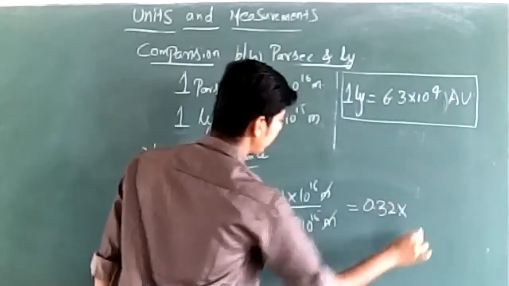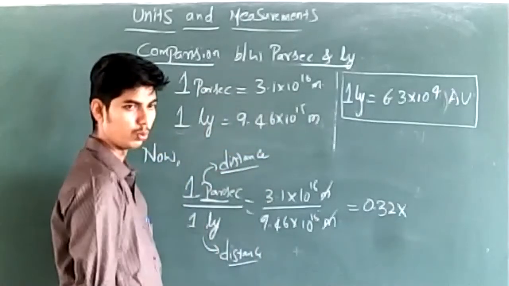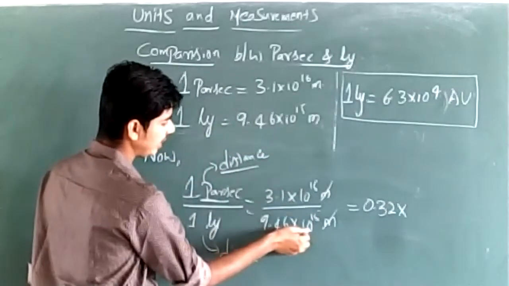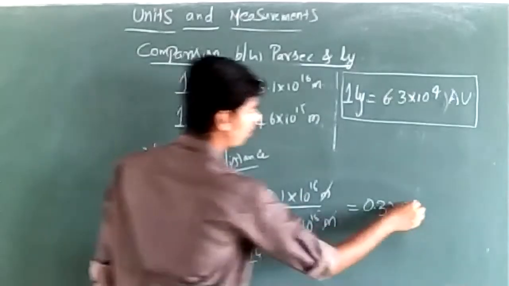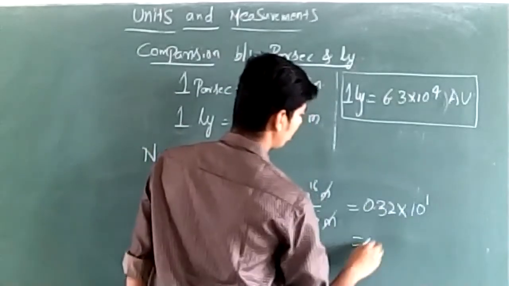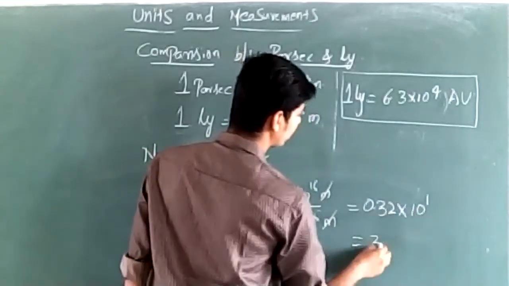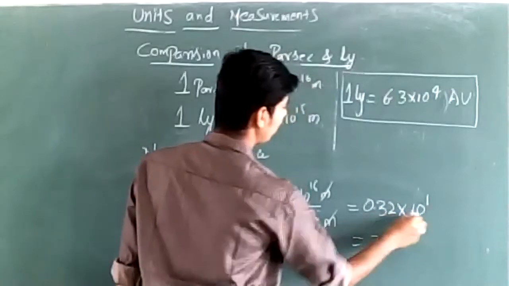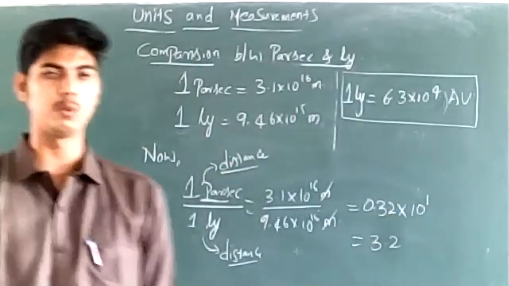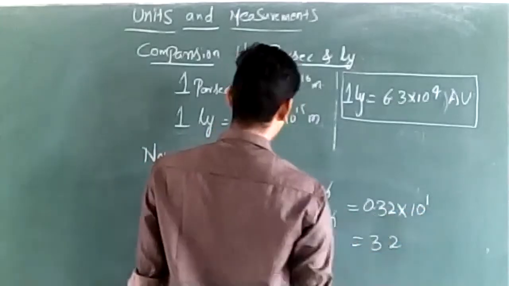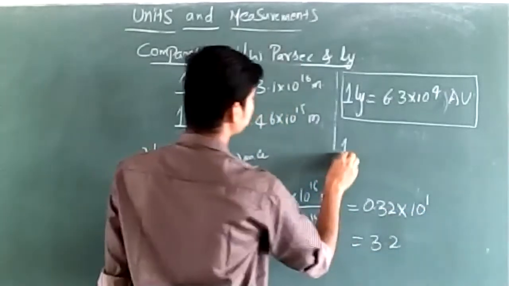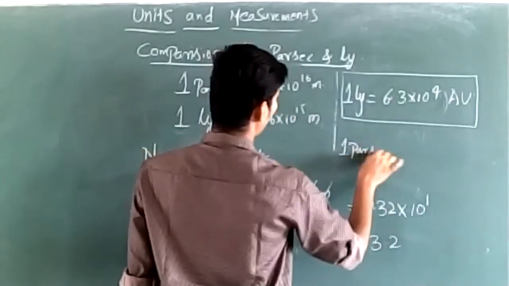0.32 into 10 power 16 divided by 10 power 15. 10 power 16 divided by 10 power 15 will be 10 power 1. 0.32 into 10 is 3.2. 0.32 into 10 ಮಾಡಿದ್ರೆ 3.2 ಬರ್ತದೆ ಕರೆಕ್ಟಾ. 0.32 into 10 is 3.2.